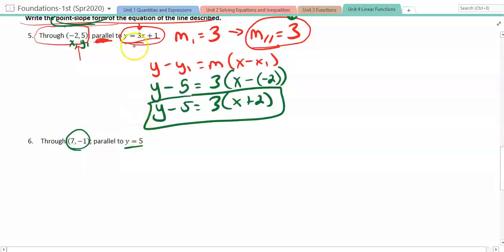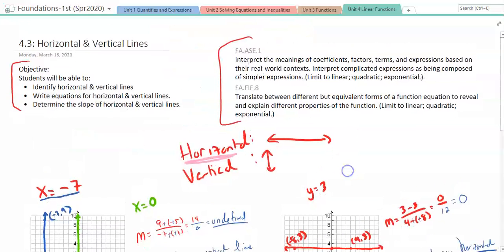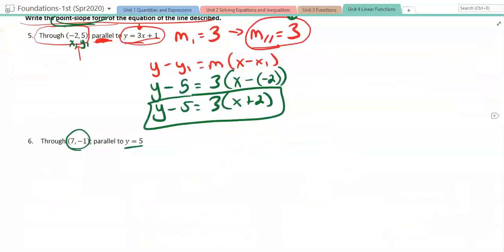Well, look back at the previous problem. This said y equals 3x plus 1. This problem just says y equals 5. We're missing the whole term that has the x attached to it, right? Well, remember what we did with horizontal and vertical lines back in section 3. Again, if you don't remember section 3, go back to section 3, and we talked about horizontal and vertical lines. So make sure you review your notes on that.